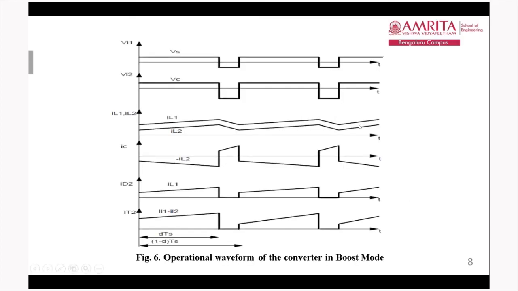And this is the operation waveform of the converter in boost mode. As we can see, the voltage across inductor L1 will be Vs, and the voltage across inductor L2 will be Vc. When the switch is on, we can see the increasing nature of inductor currents L1 and L2, and the current through the capacitor is minus L2, and the current through the diode will be L1. The current through switch T2 will be the difference between L1 and L2.